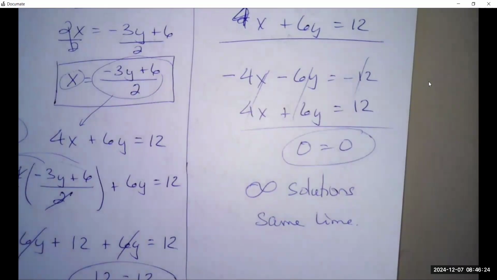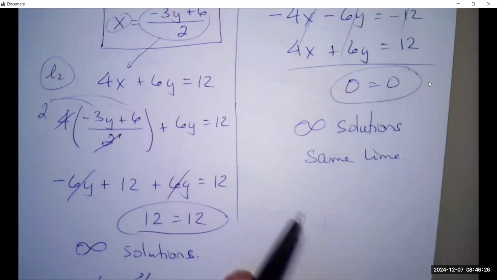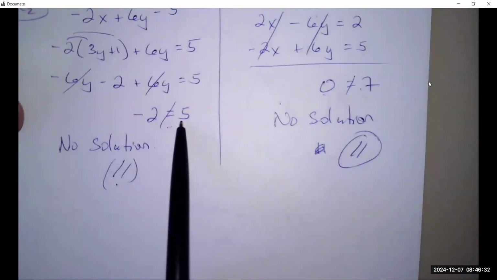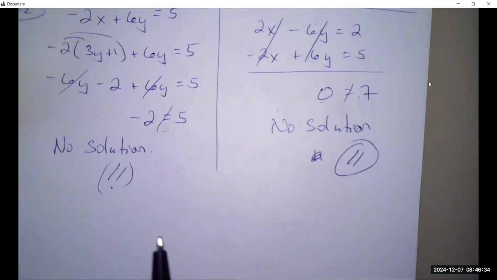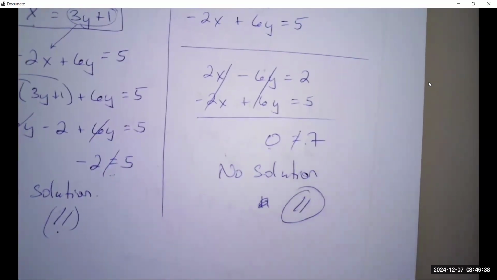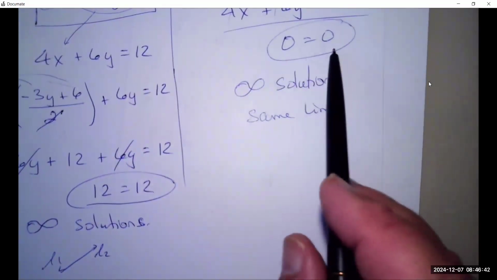Okay, so those are special circumstances. If all the variables disappear and we get different answers, negative 2 and 5, then we know they're parallel. They have no points in common. If they equal each other, or if they both become 0, then they're the same line. Infinite number of solutions. All right, let's look at two word problems.